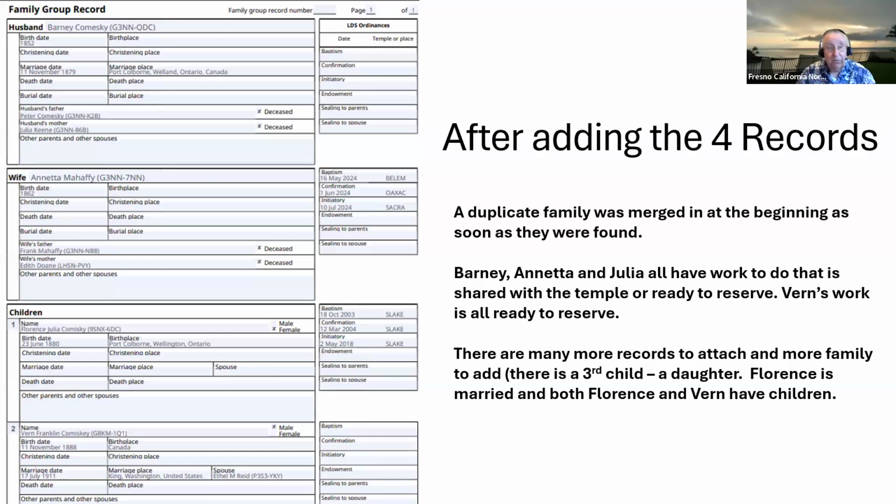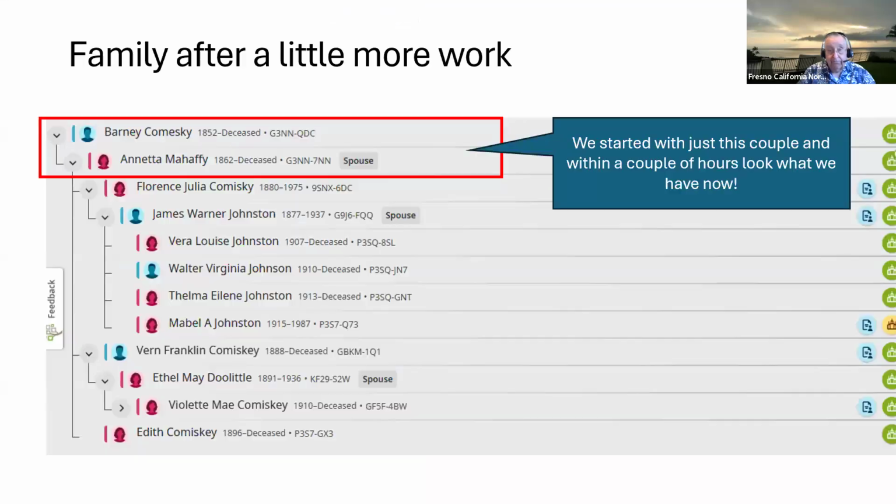Okay, so after adding the 4 records, you'll notice that everybody in the family needs some more temple work. Much of it had already been reserved and shared with the temple, but it can be reserved by you and done. There's also a 3rd child that was found later. And so she'll get added to this family group, and she needed her work done too. So see, so often you start with one name and you end up with a whole family worth of temple work that you can do.